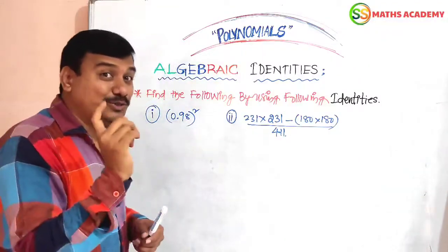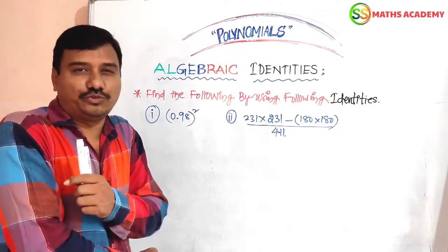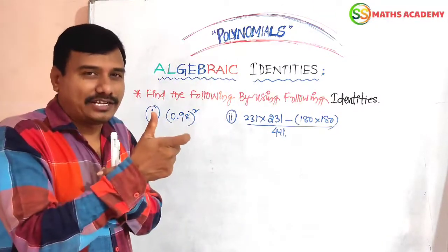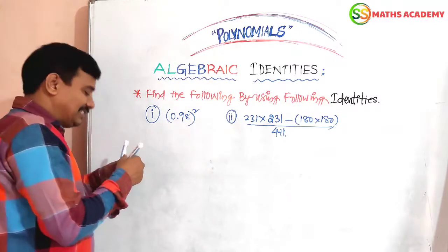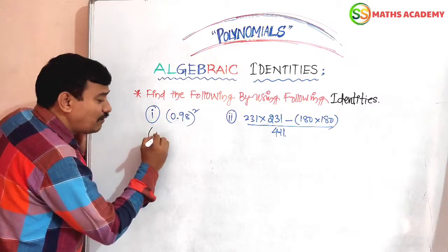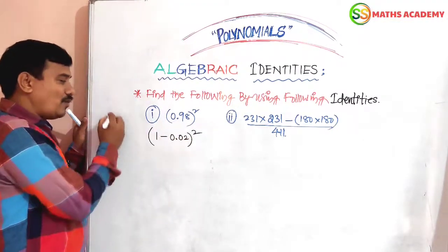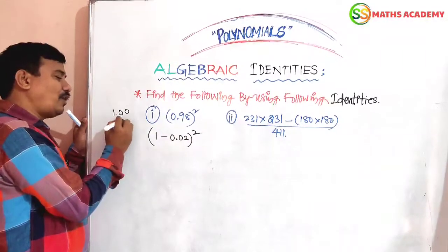Not like that. We have to use one idea. If you take the multiplication, it will be a time-consuming process. Now let us see the easy method. 0.98 is nearest to the value 1. It is 1 minus 0.02.